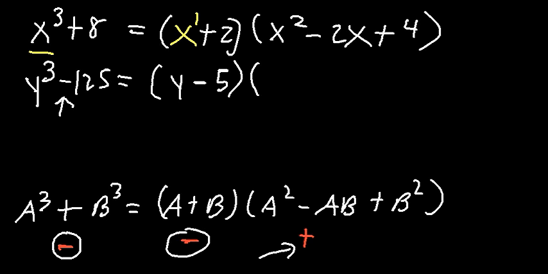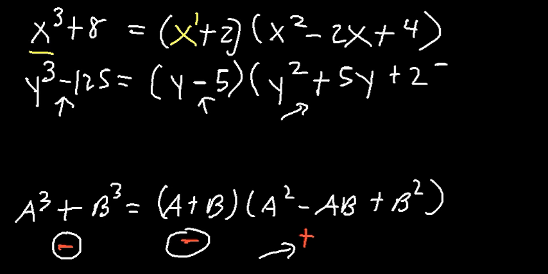So a squared is y squared, and to find ab, it's going to be plus. We change the sign from negative to positive, plus 5 times y, which is just 5y, and then b squared, 5 squared, is 25.